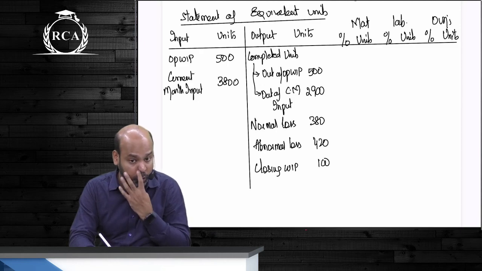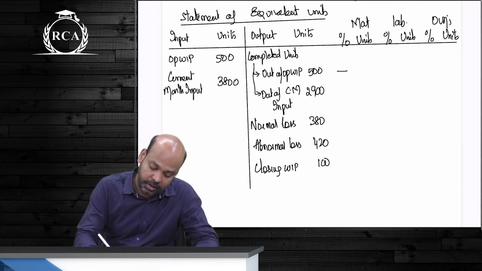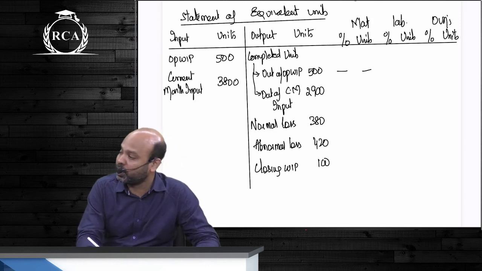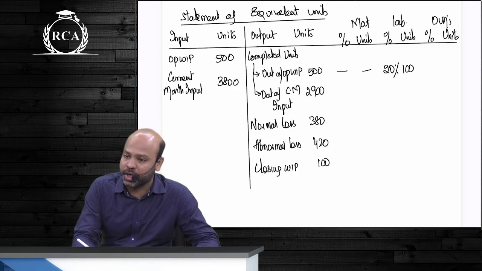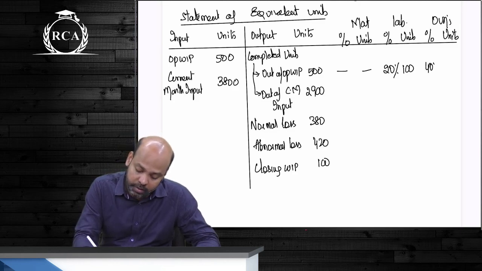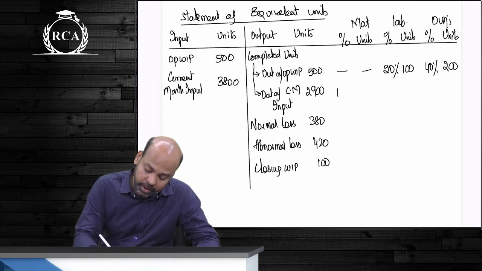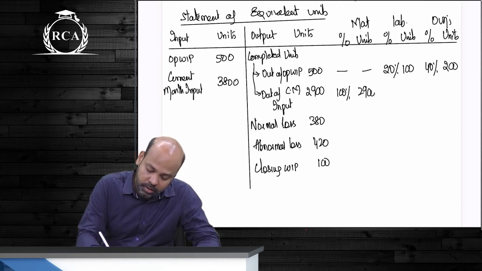Percentage: material is done, beta. I'll take 0% for material. How much labor is done, beta? So how much will you take? How much overheads are done? So you should take current month input, everything should be at 100%.